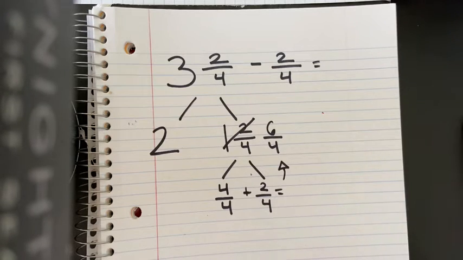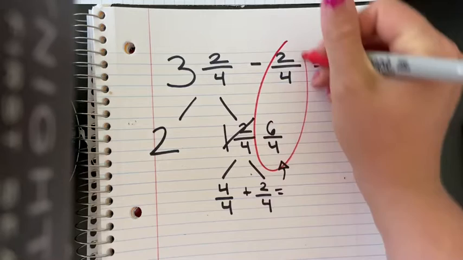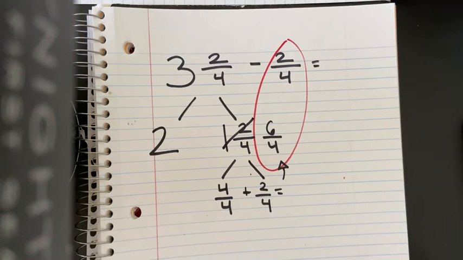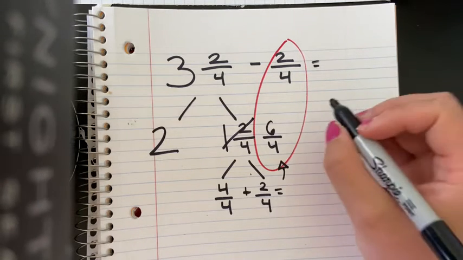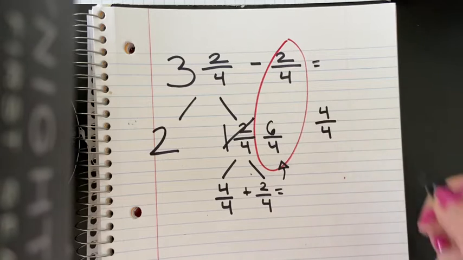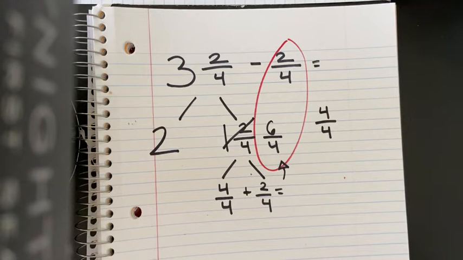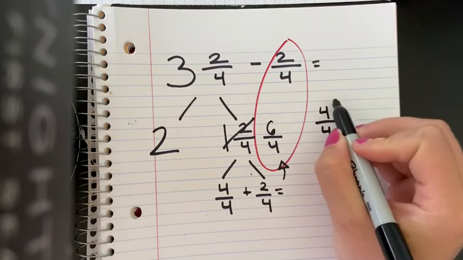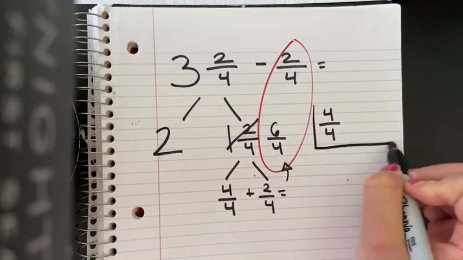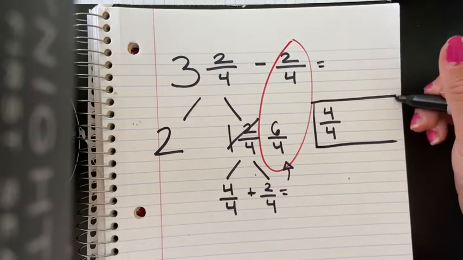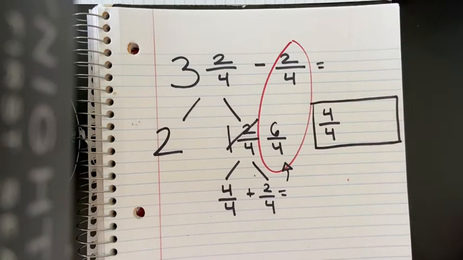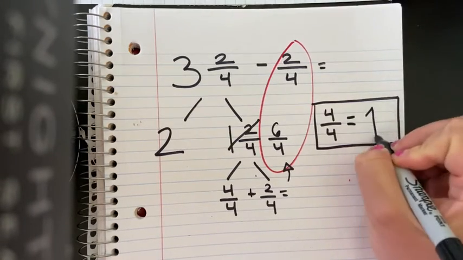Our next step is to subtract the 2/4 from the 6/4. And when I do, take a moment to do it in your head. When you do, you're left over with 4/4. So 4/4 looks very familiar because it can be equal to something else. What can a numerator and a denominator that match be equal to? Yes, it can be equal to 1 whole.